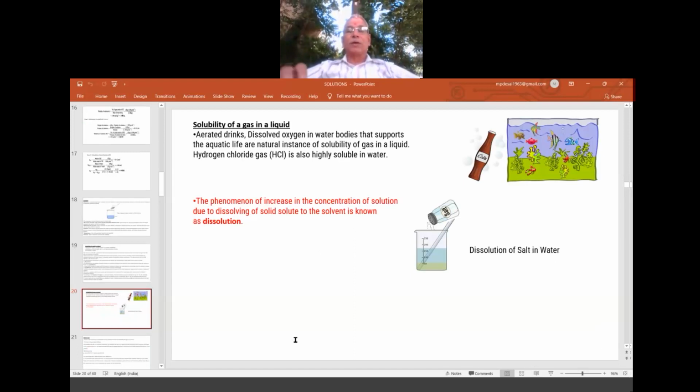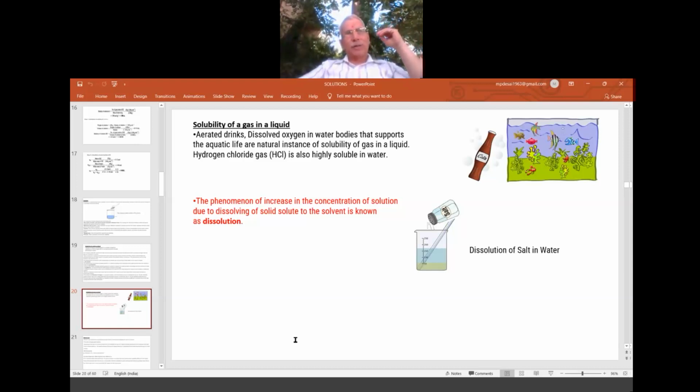Now, solubility of a gas in a liquid. This is also a liquid solution only, but here the solute is a gas: gas in liquid. Many examples are there. Most of the soft drinks, aerated water or soda water, all those come under the solubility of a gas in a liquid.